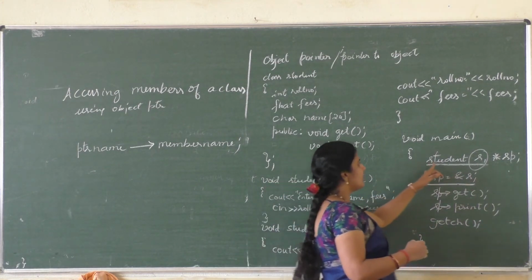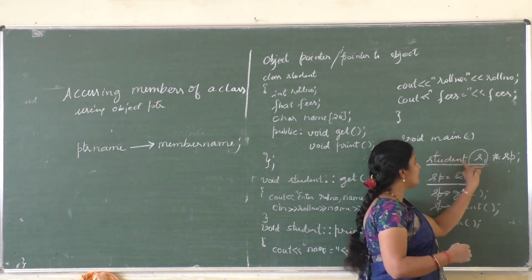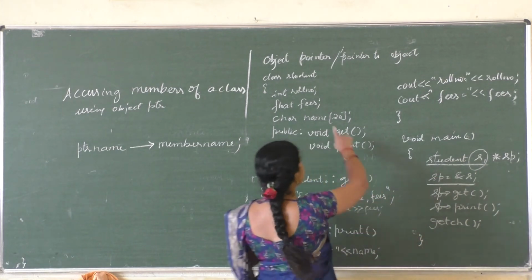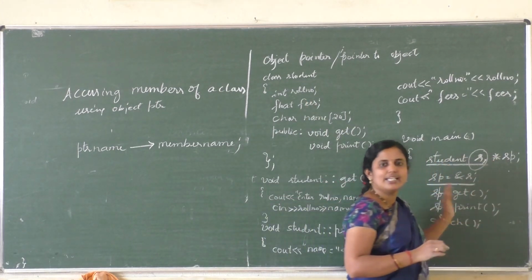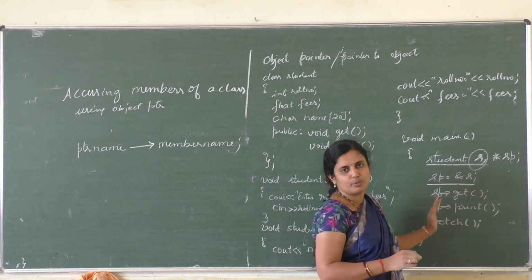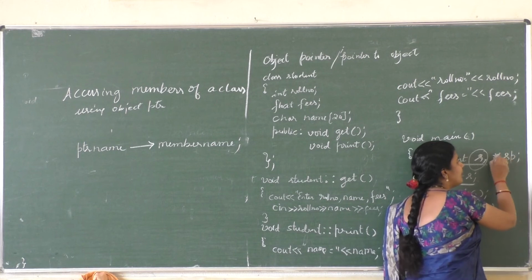Next I will go to void main. Void main, student, yes. I have created a student class, so for that I am creating an object, yes. Here we are talking about pointer to object or object pointer. So I need to create a pointer variable here.